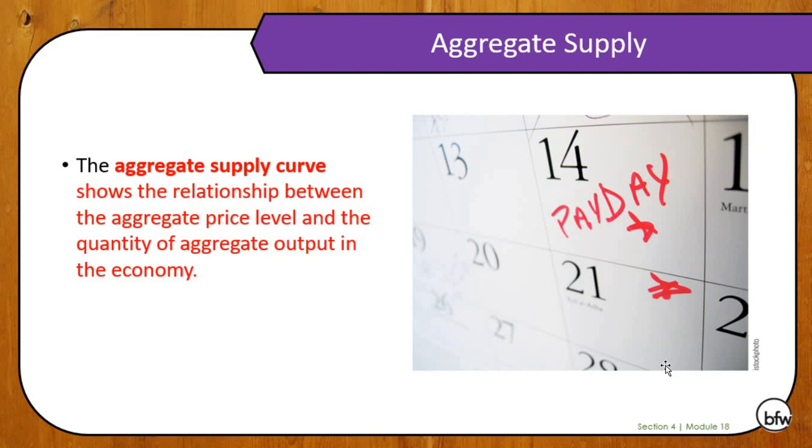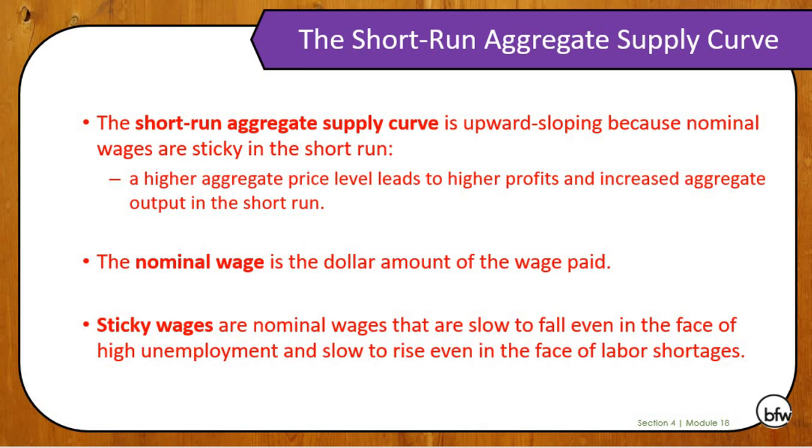Now, the aggregate supply curve shows the relationship between the aggregate price level and the quantity of aggregate output in the economy. All right. So the short-run aggregate supply curve is upward sloping because nominal wages are sticky in the short run. Basically, what that means is that they are slow to change. Okay, so a higher aggregate price level leads to higher profits and increased output in the short run. So if the price level goes up, that means that businesses are going to start trying to make more stuff. We'll get more into sticky wages here in a second.